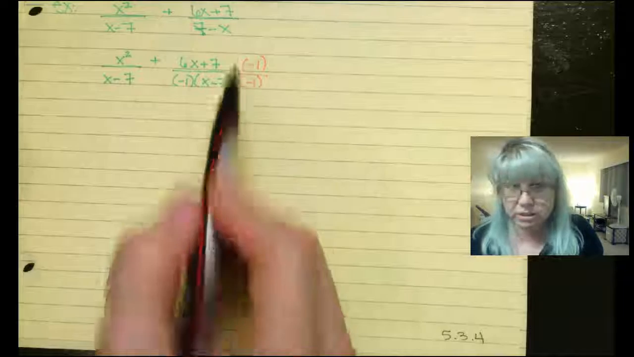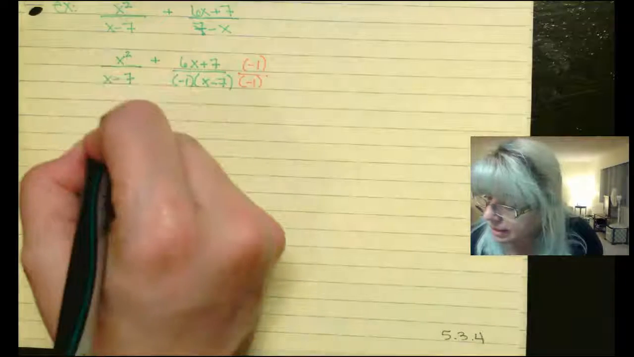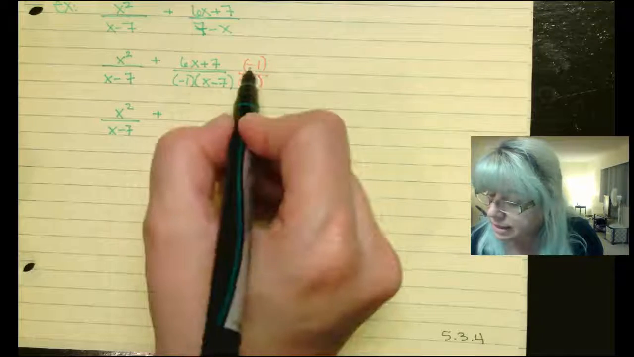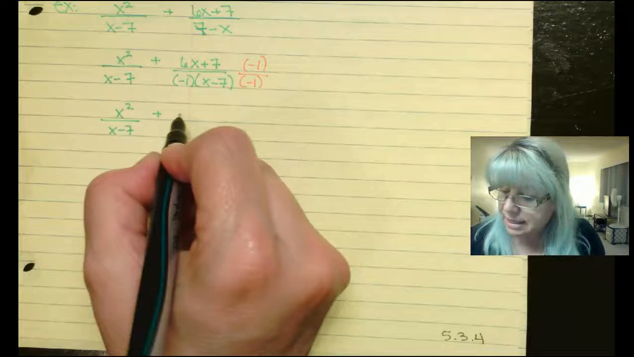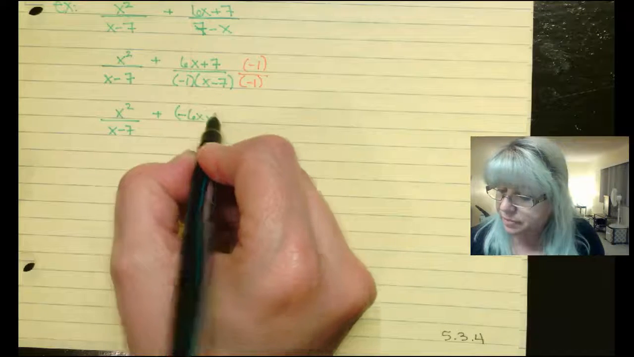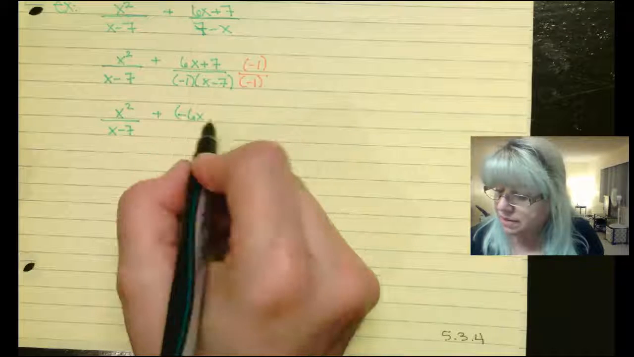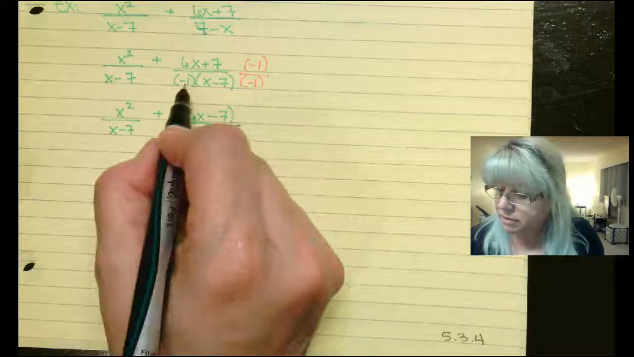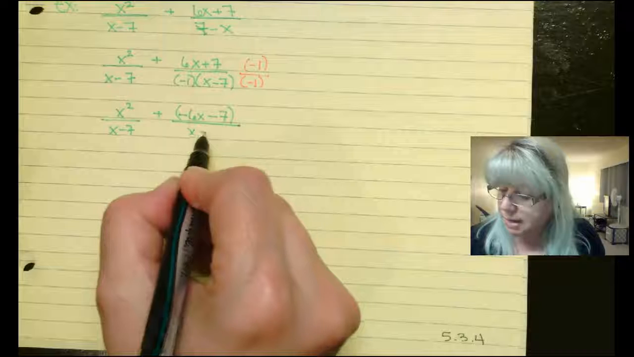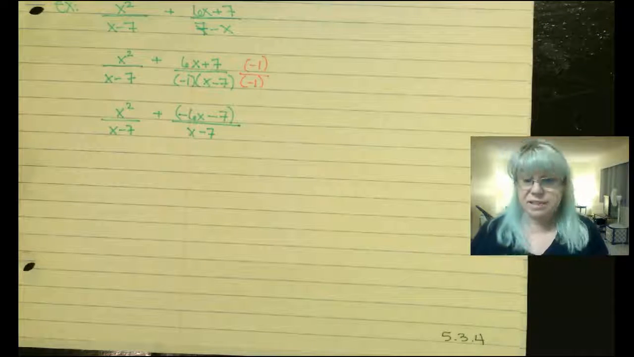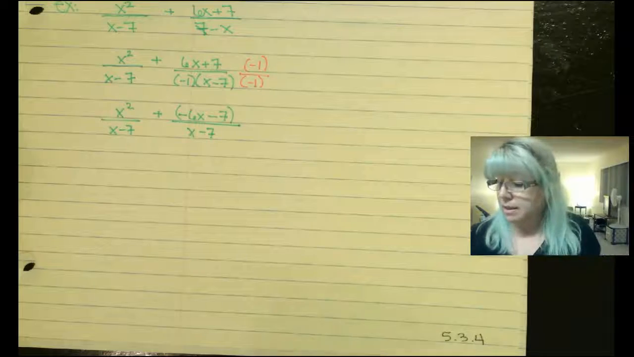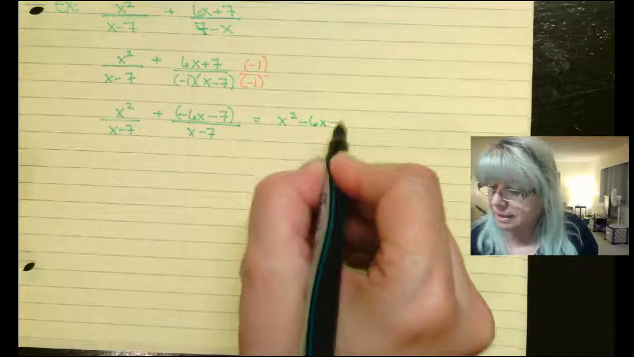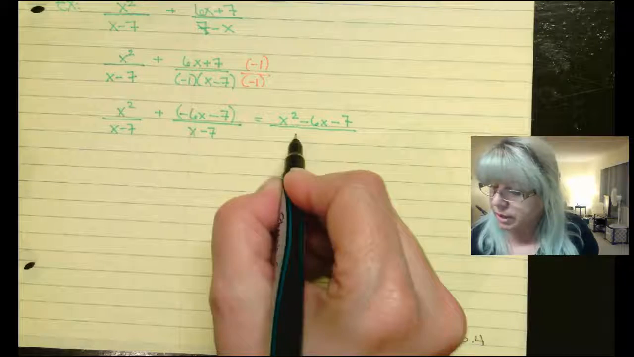If I multiply both numerator and denominator by negative 1, that leaves x squared all over x minus 7 plus negative 1 times 6x is negative 6x. Negative 1 times positive 7 is negative 7 all over negative 1 times negative 1 is 1, so that's x minus 7. Now that they have the same denominator, I'm going to combine them. x squared minus 6x minus 7 all over x minus 7.